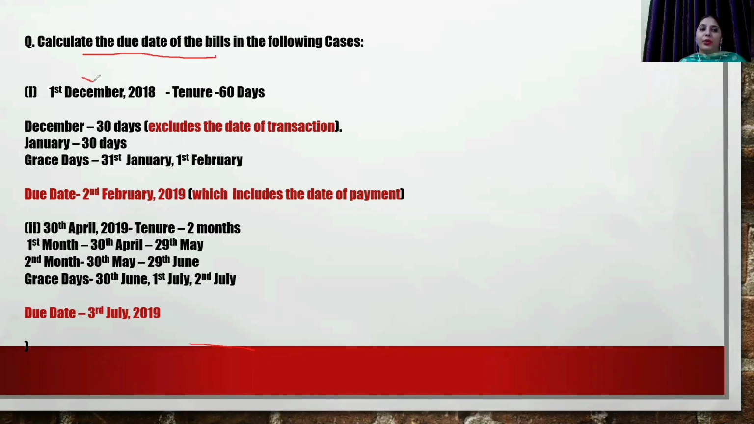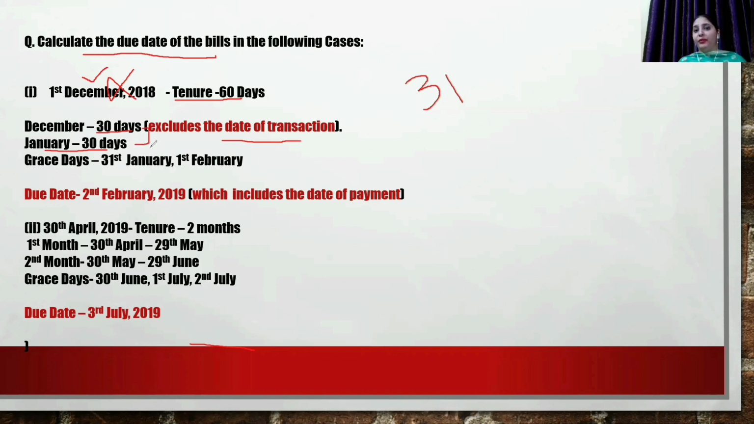What if the date is 1st December and a tenure of 60 days is given? In case of days, as discussed, the date of transaction will be excluded. We all know in December we have 31 days, but we have to exclude 1st December. So we are left with how many days? 30 days. In January, again we will take 30 days. Why? Because the tenure is 60 days. So till this date, our tenure is completed.